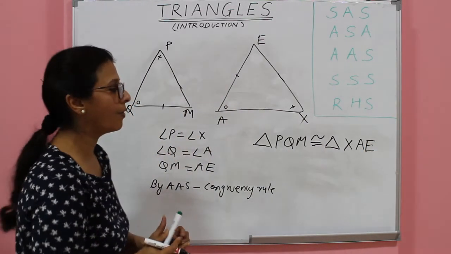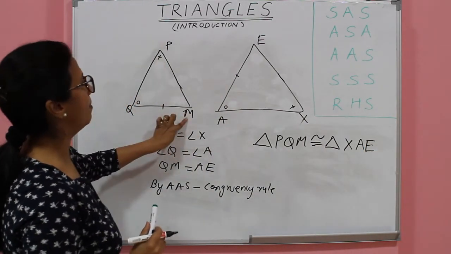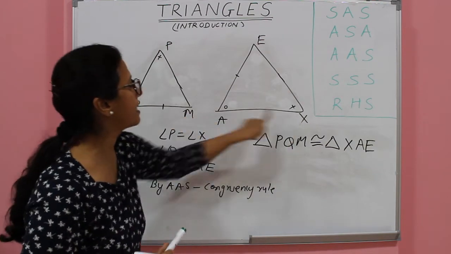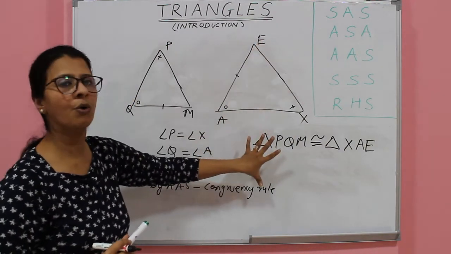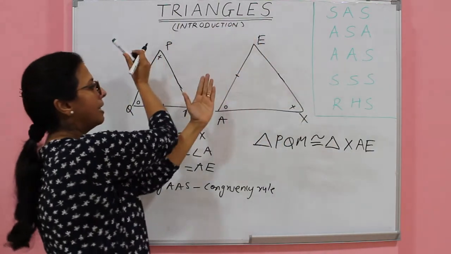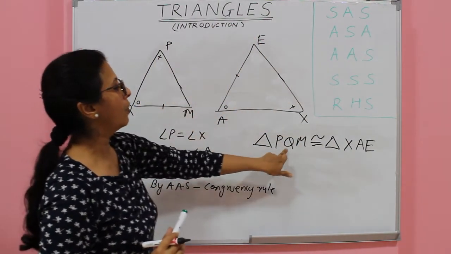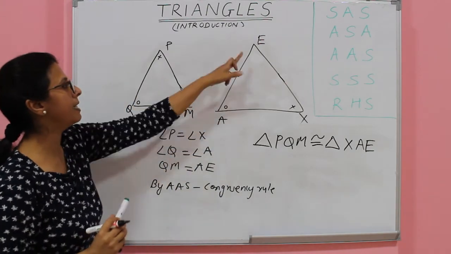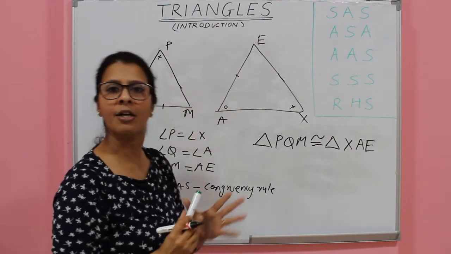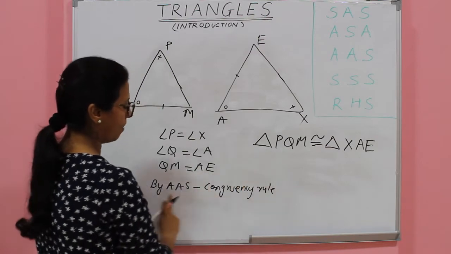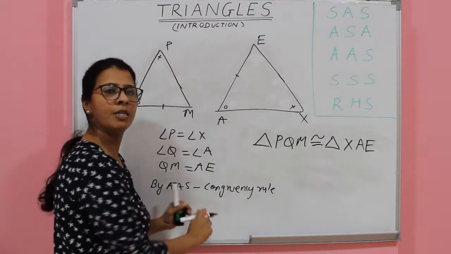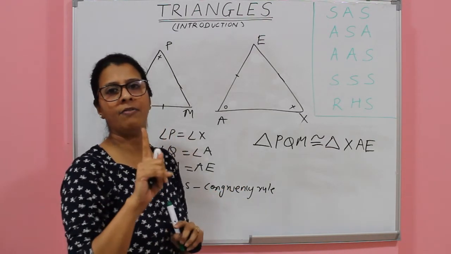So how did I write my congruency? PQM is congruent to XAE. This is my congruency. If I keep my triangle in such a way that X matches with my P, A matches with my Q, and E matches with my M, the two triangles are going to be congruent. These are congruent by AAS congruency. What is AAS congruency? Any two angles and one side.